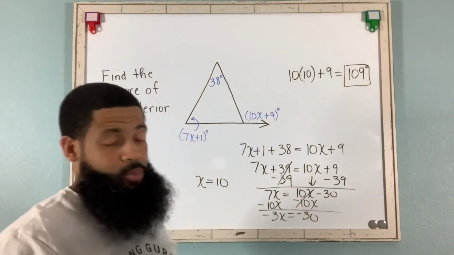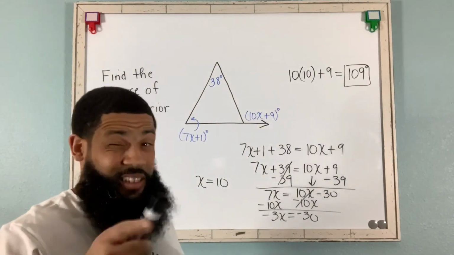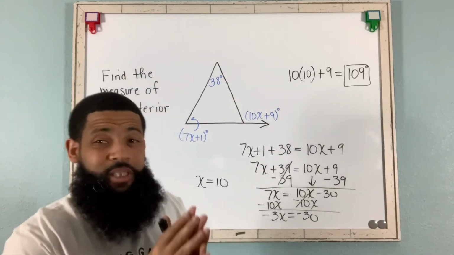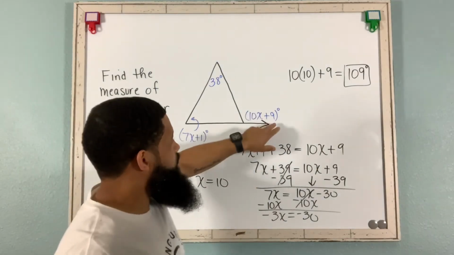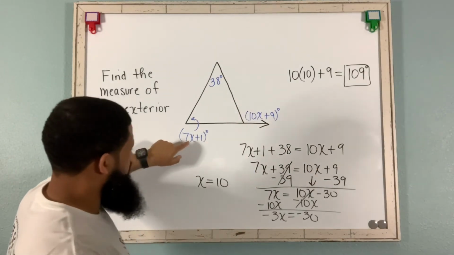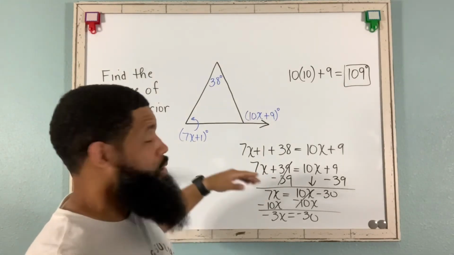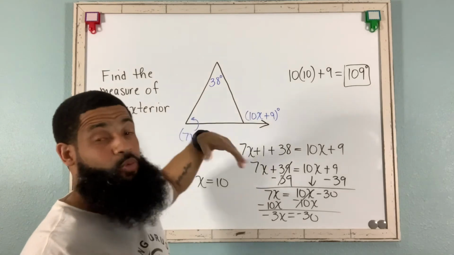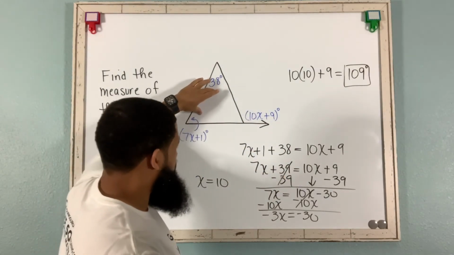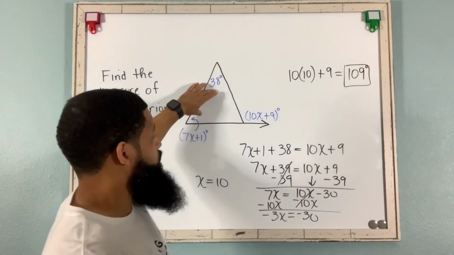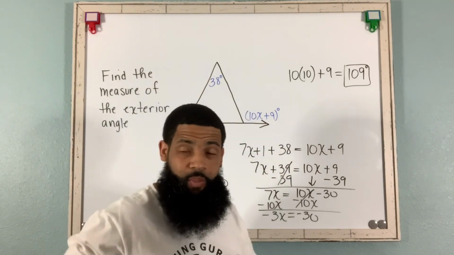In the last example, I didn't show you how we can check it. That's the thing about this stuff. You can always check your answer. Well, if this equals 109, let's check this. 7 times 10 is 70. 70 plus 1 is 71. 71 plus 38 is 109. So the sum of these two is 109, which is the same as this angle measure.